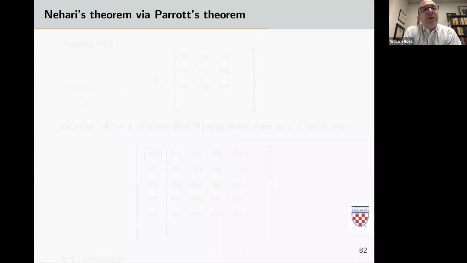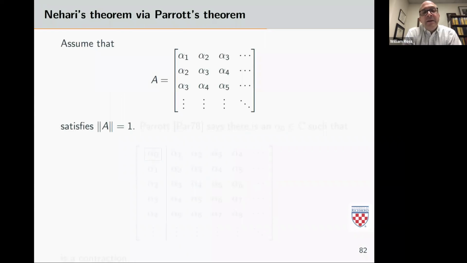All right, so let me give you the outline of how you can prove Nehari's theorem with Parrott's theorem. This is, again, not Nehari's original proof. So suppose your Hankel matrix is a bounded operator on little L2. We're going to rescale it and make it have norm 1. In other words, A is a contraction on little L2.